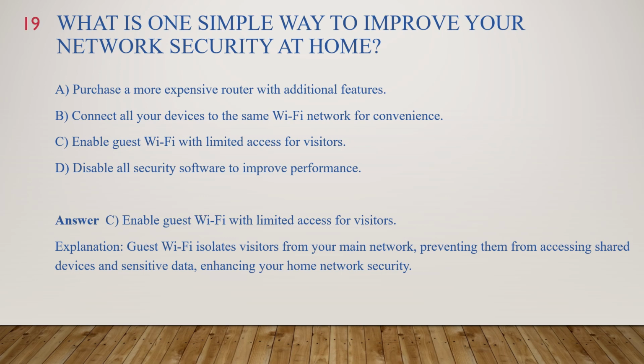Additional simple home network security measures. Strong Wi-Fi password. Use a complex and unique password for your Wi-Fi network. Disable WPS. This feature can simplify connection but introduces security vulnerabilities. Enable encryption. Choose WPA2 or WPA3 encryption for your Wi-Fi network. Update firmware. Regularly update your router's firmware for security patches. Secure devices. Use strong passwords and keep software updated on all connected devices.